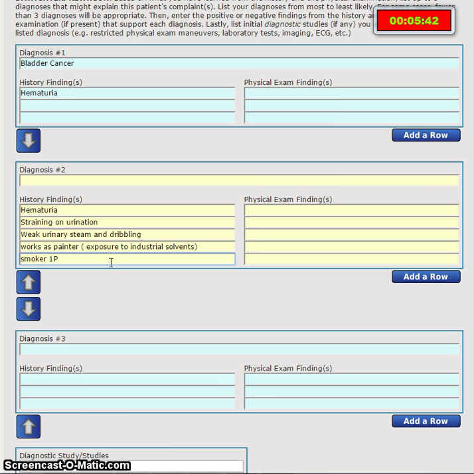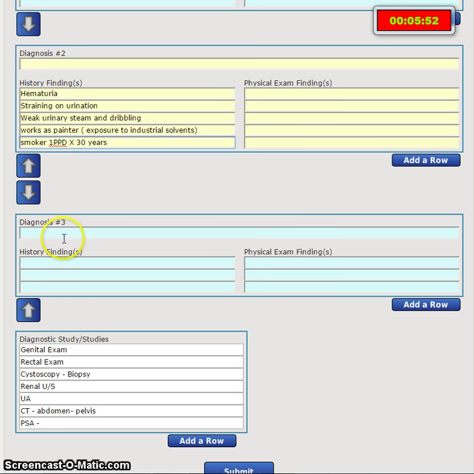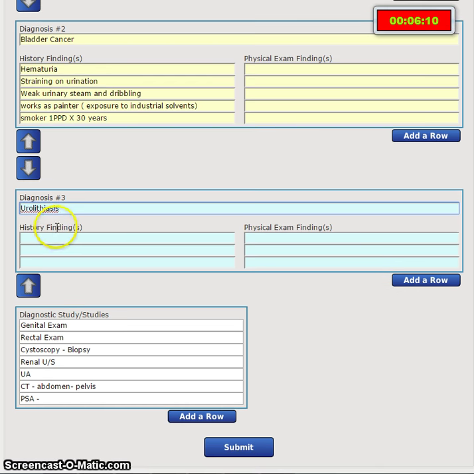One pack per day for the last 30 years. The same findings. The second, the most likely, I've missed this part, it's the bladder cancer. And the third, as he said, urolithiasis and the renal stone disease.